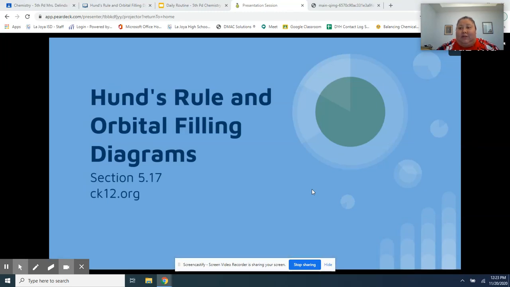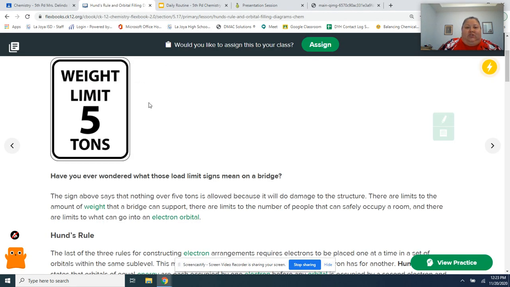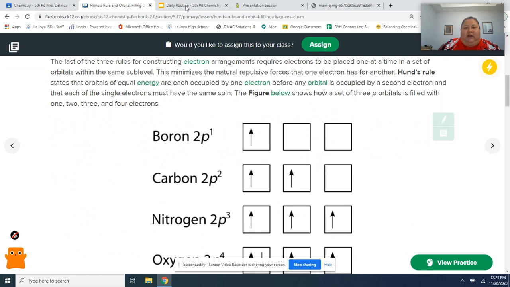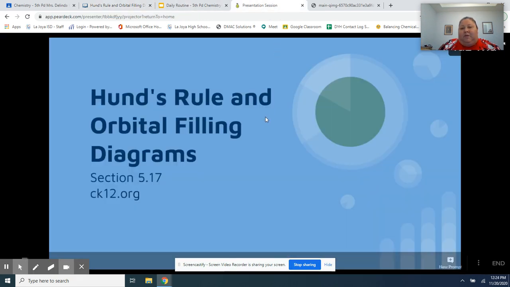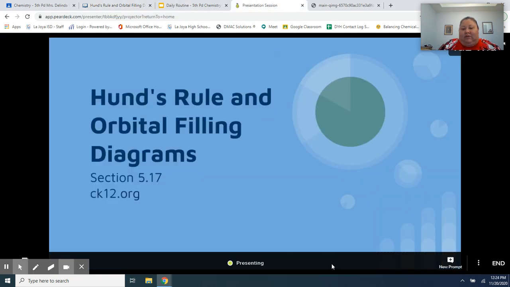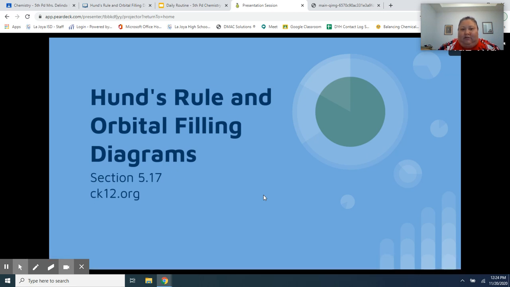Today we're going to be talking about section 5.17, Hund's rule and orbital filling diagrams. Remember, this presentation is exactly what you see from your CK12 packet. Like I said, it should be exactly what you see here, except it's in a PowerPoint. I'm working with my 5th period class. So let's get started. Hund's rule and orbital filling diagrams.